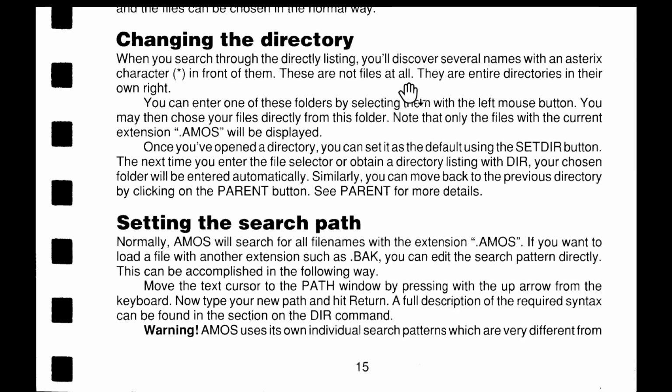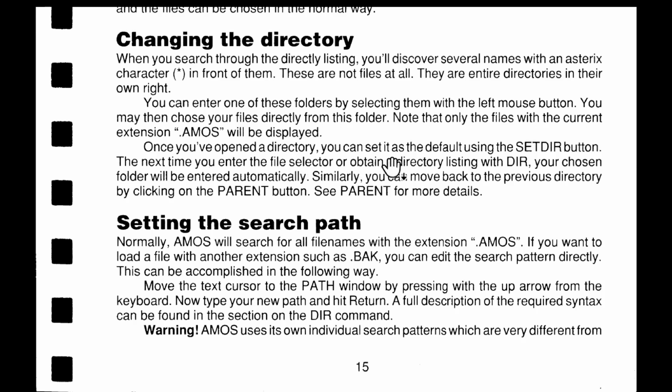Changing the directory. When you search through the directory listing, you will discover several names with an asterisk character in front of them. These are not files at all. They are entire directories in their own right. You can enter one of these folders by selecting them with the left mouse button. You may then choose your files directly from this folder. Note that only the files with the current extension .amos will be displayed.